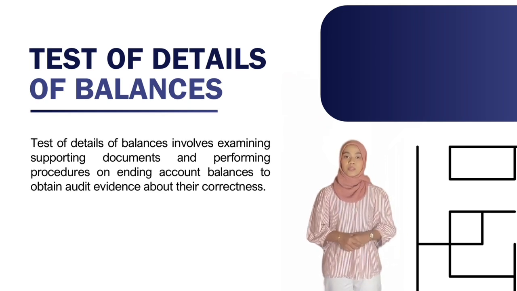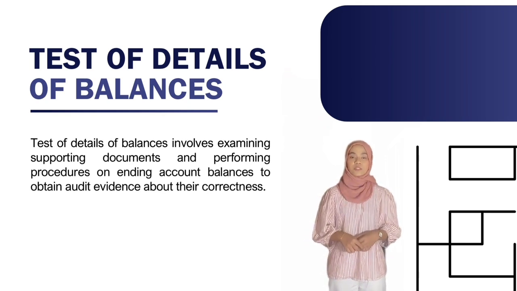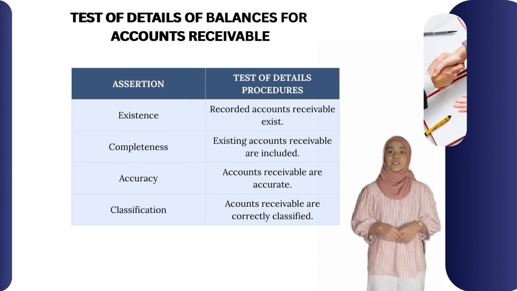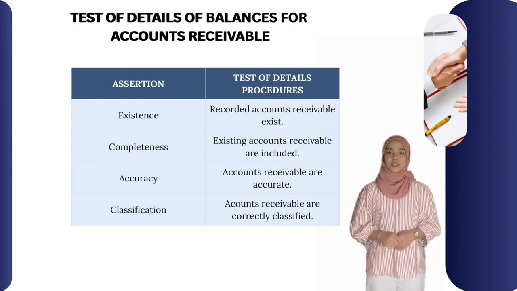Test of details of balances. This involves examining supporting documents and performing procedures on ending account balances to obtain audit evidence about their correctness. This focuses specifically on verifying the correctness of accounts receivable through 4 main audit assertions.